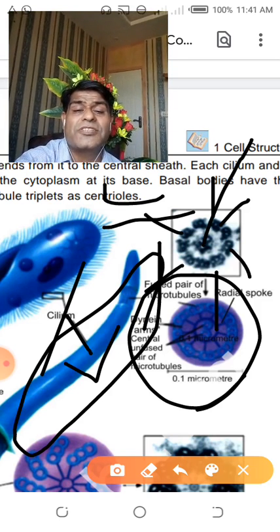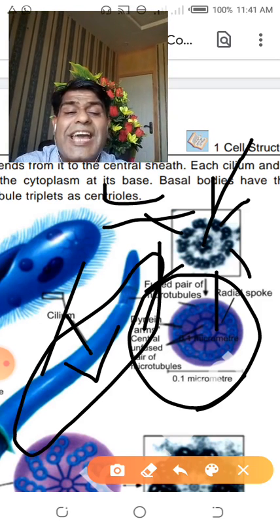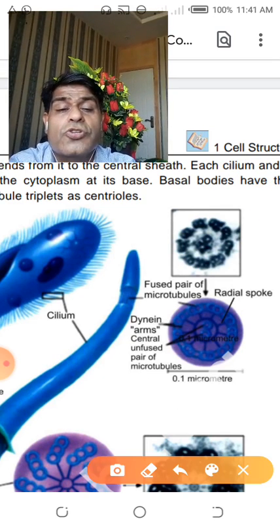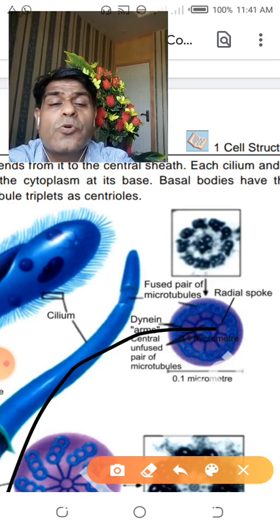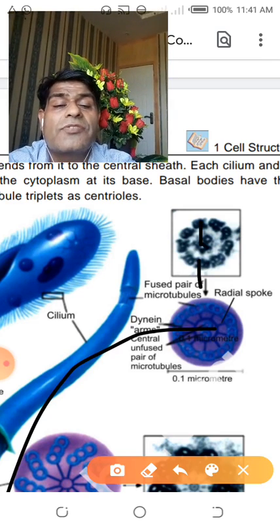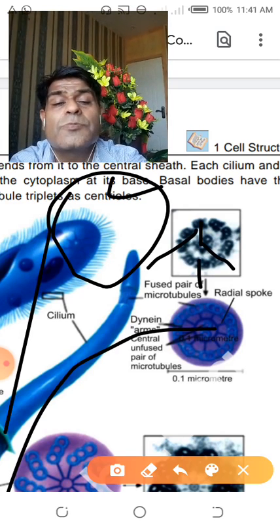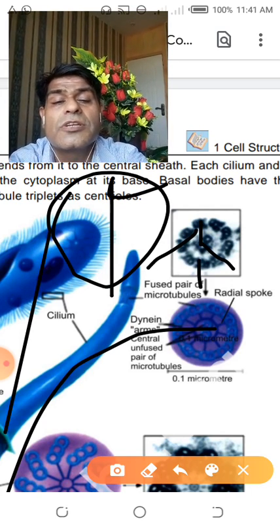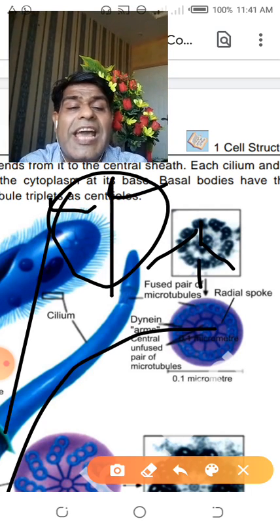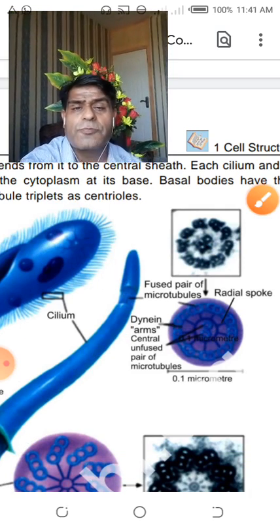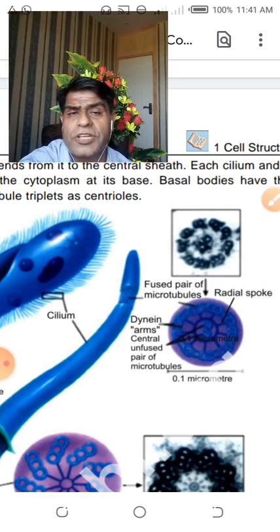So this is the structure, and how are they attached with each other? Spokes. These are the spokes, just like the spokes of the wheel of your motorbike. This is a circle, and these are the spokes. These are the spokes by which they are attached with the central protein, and spokes and the central fiber will give protection to the cilium and the flagellum.